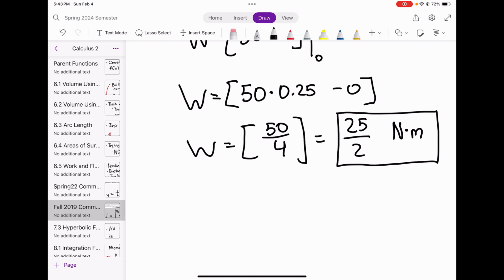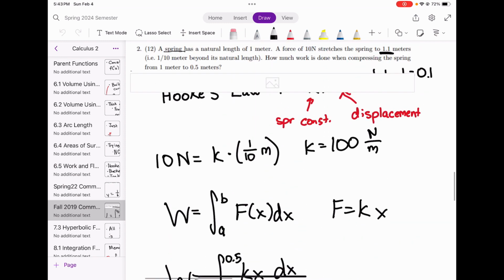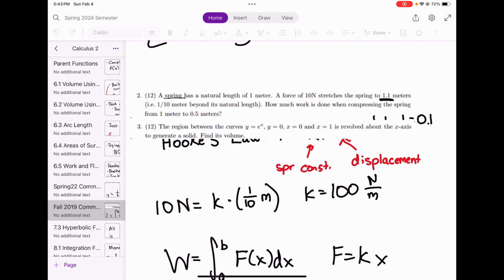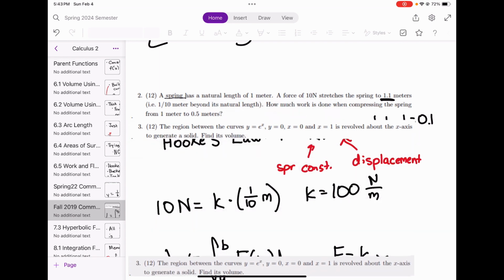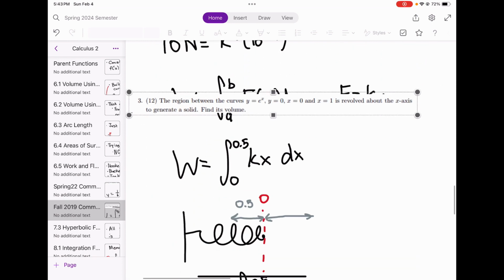Pretty straightforward problem. This is 2 steps. Make sure you don't forget that x value when you put it in the integral. So that might mess some people up. And I threw it all the way up here. Let's bring that down. All the way down.